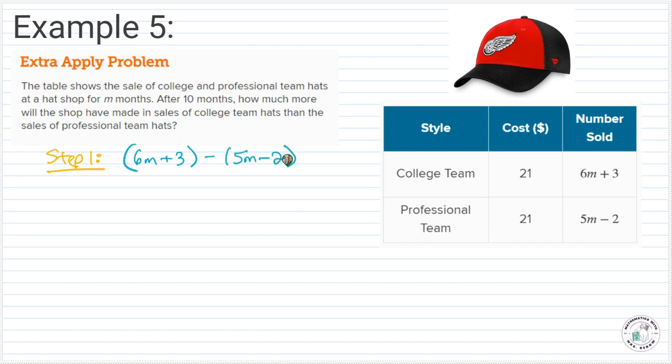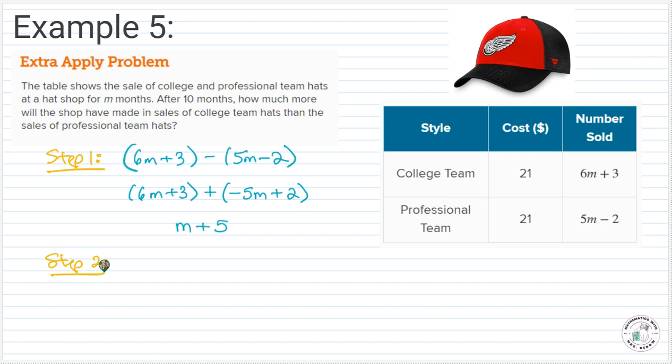We're going to keep, change, so keep the 6M plus 3. We're going to change the subtraction to addition. The 5M minus 2 we're going to rewrite as the opposite. So negative 5M, and then the subtracting 2 is going to become an adding 2. Combining like terms, the 6M and then negative 5M is going to make 1M, plus the 3 plus 2 is 5. So that's our simplified expression after finding the difference between those two.